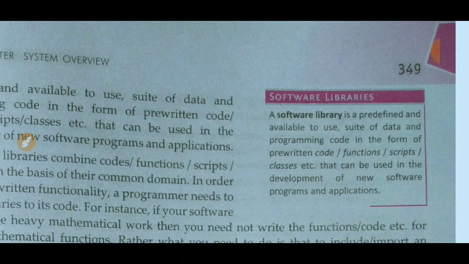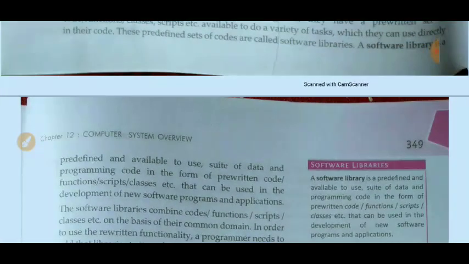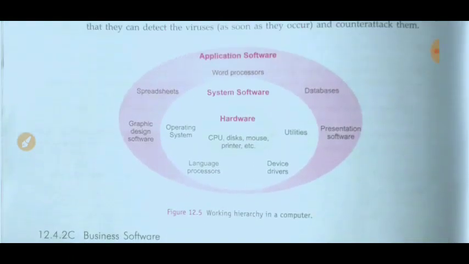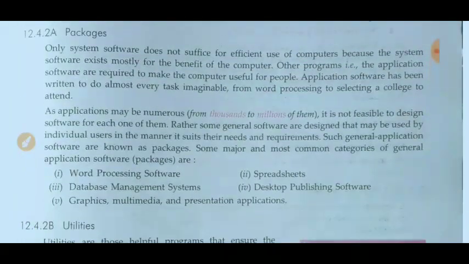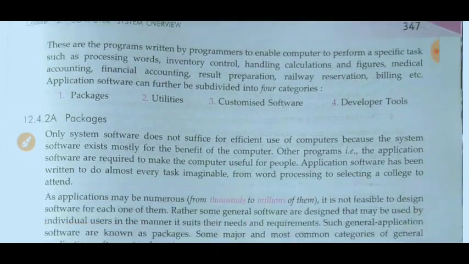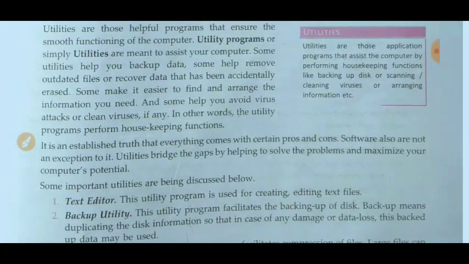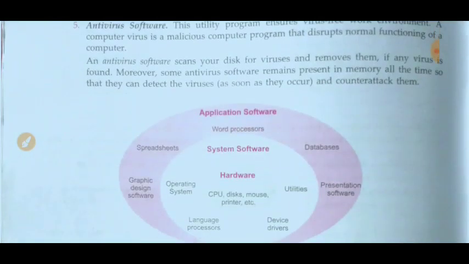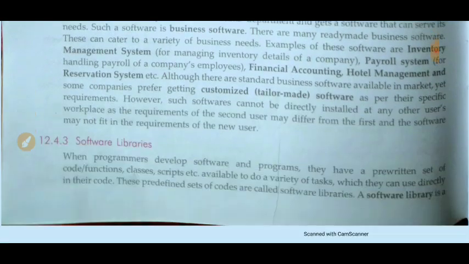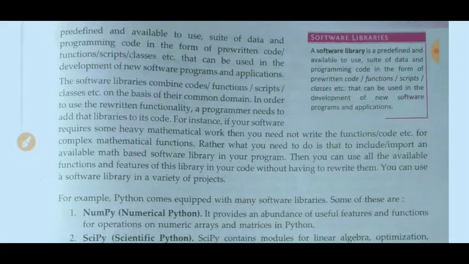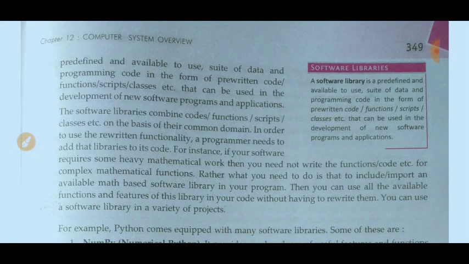Is it clear? So I hope you know the concept of hardware, software. Software is broadly categorized into two parts: system software, application software. Again, system software is categorized into language processor. Language processor has different types of translators like assembler, compiler, or interpreter. After that, we have discussed these things: utilities and packages. Application software, utilities, packages we have discussed. Then we have discussed different kinds of utilities, and last one is application software and software library. I hope these many topics are clear to you.